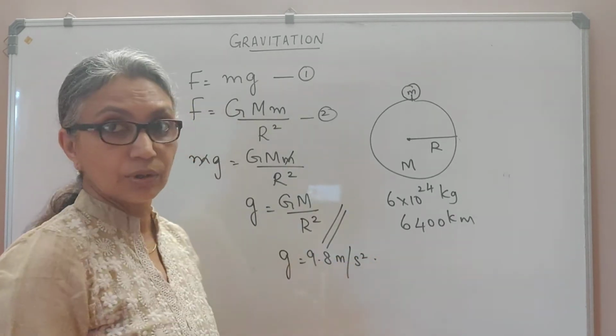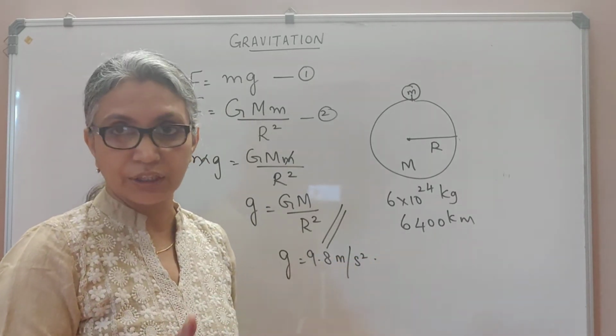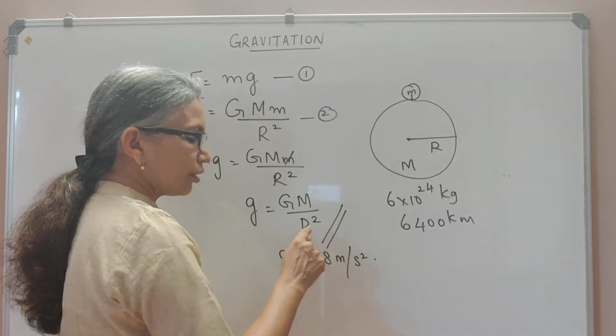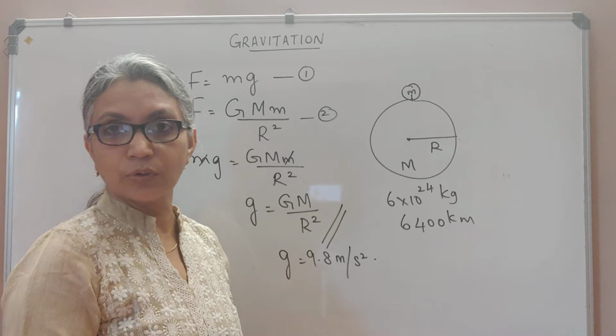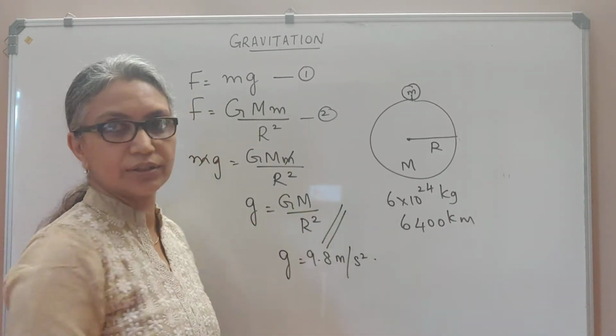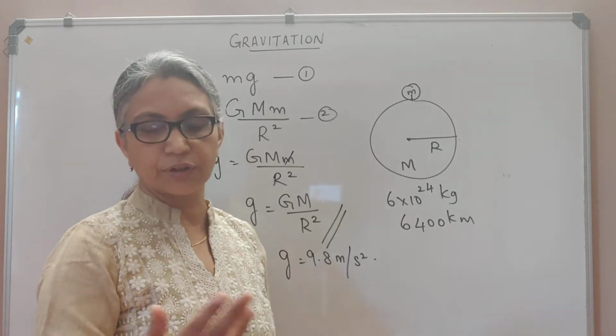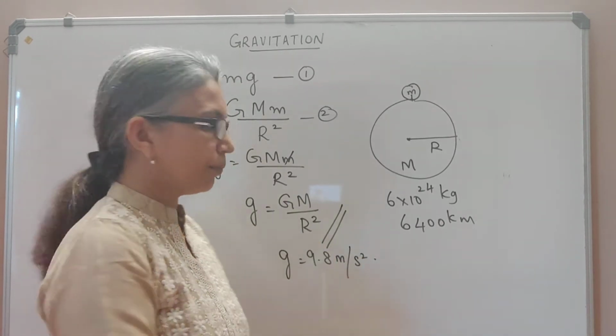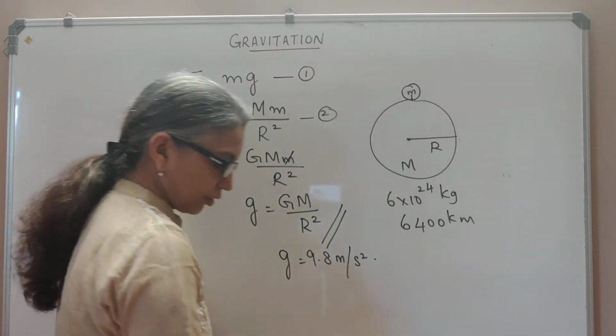You should also know that this g is constant for a given planet. We have taken the mass and radius of the planet Earth, right? So if you go to the moon, you change the values of mass and radius to those of the moon and you will see that g is different. So small g is different for different bodies, different planets, the moon and so on. But this capital G is a universal constant.